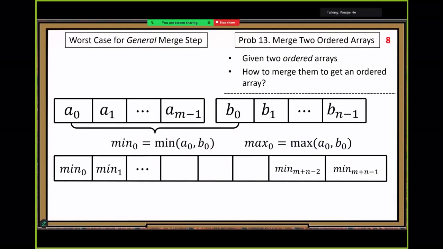Next, still the worst case, but this time we want to consider the general merge step. For the general merge step, we do not require our two subarrays to have equal size. We do not require it. So the first subarray has size m elements, and the second subarray has n elements.